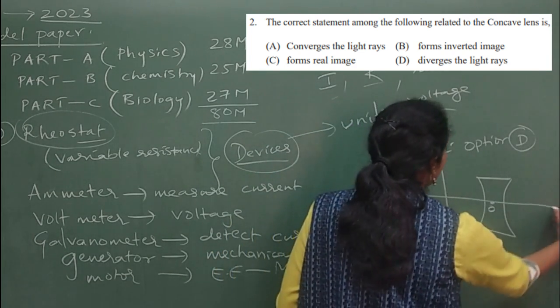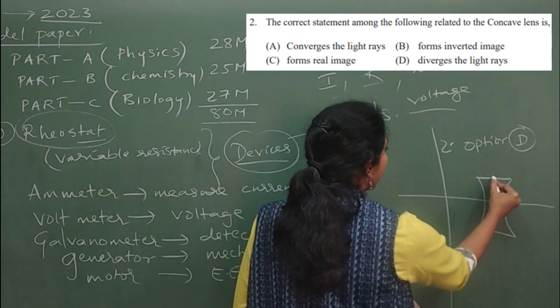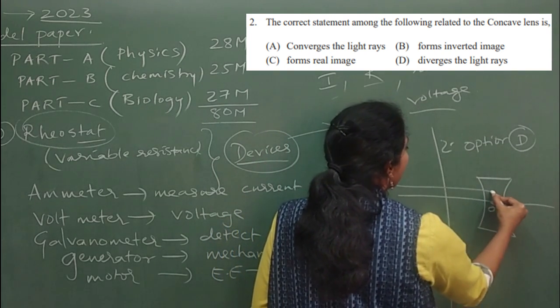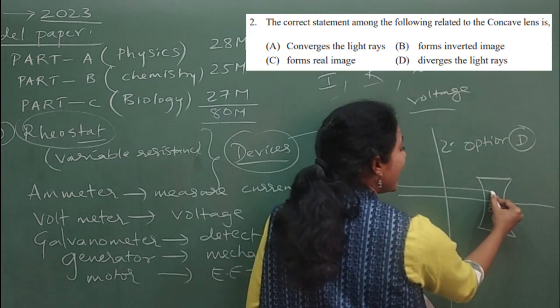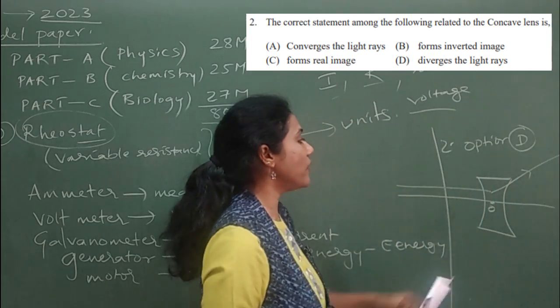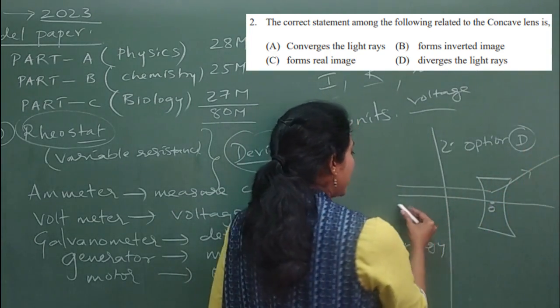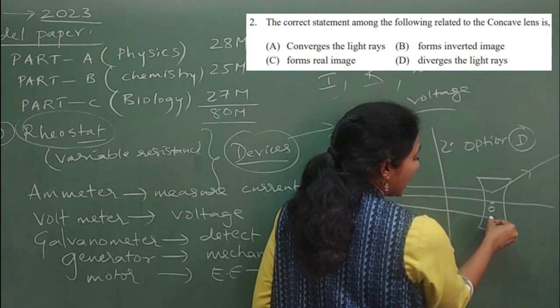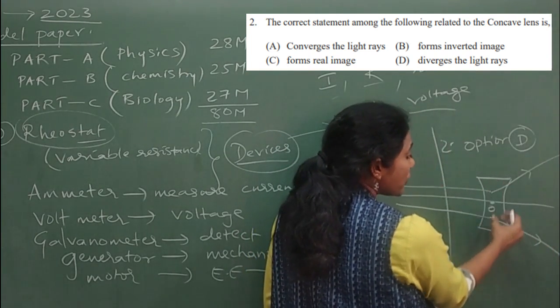So this is a principal axis, right? Whenever a light ray falls on a concave lens, the light ray will diverge, isn't it? Refraction takes place. In case of lenses, the refraction of light takes place and all the light rays that hit here will get diverged.